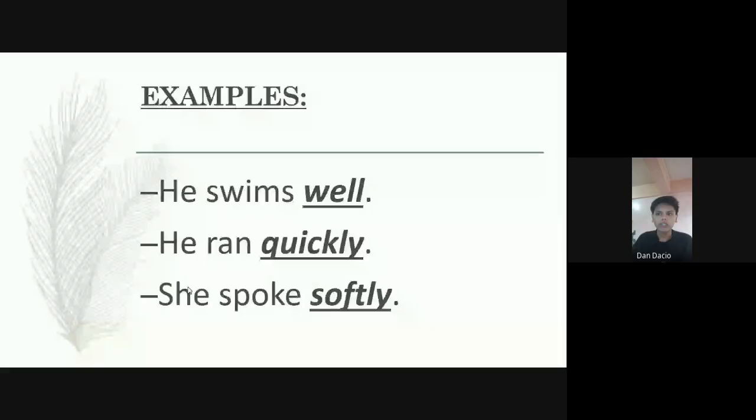So for example, he swims well. So how he swims well. The answer is well. So he ran quickly. So the adverb used in the second sentence is quickly because how he ran. He ran quickly. Next is she spoke softly. The adverb used in the third sentence is softly.